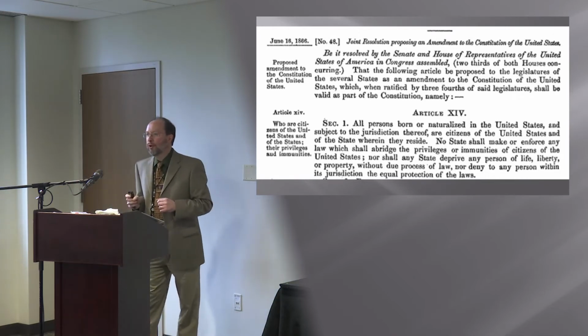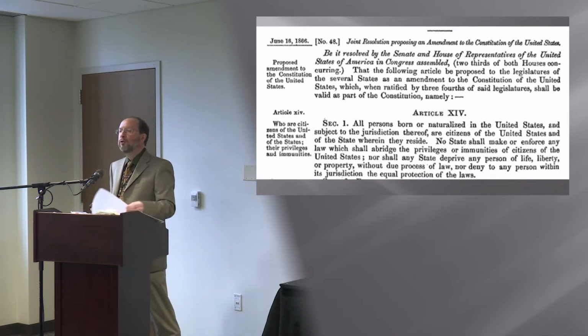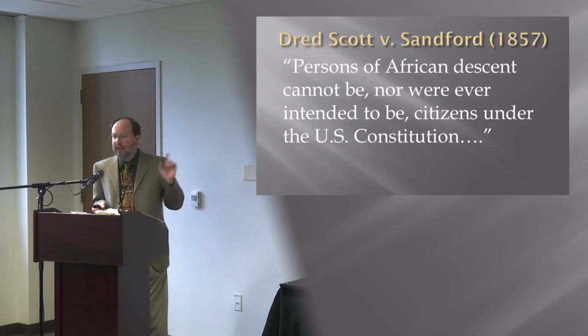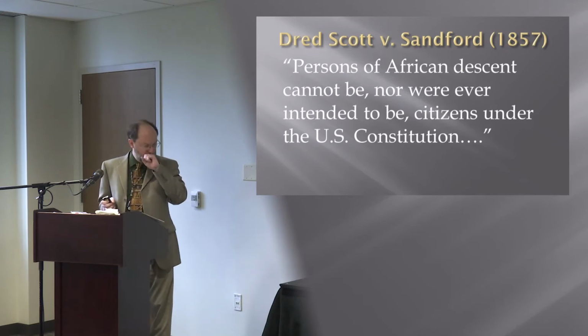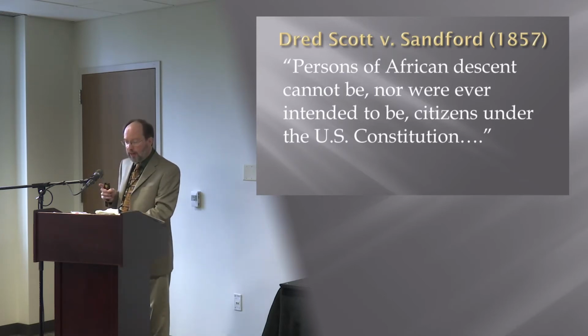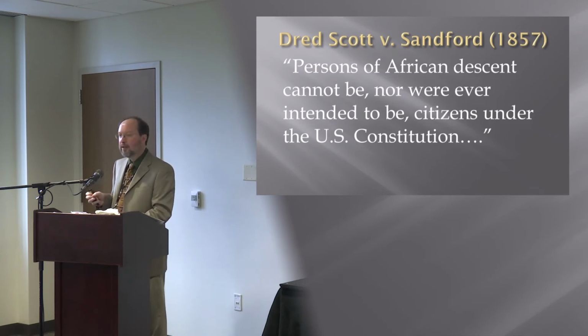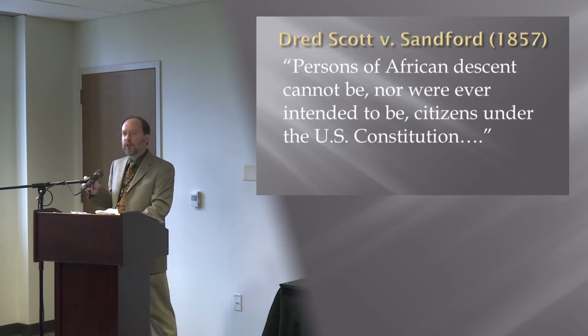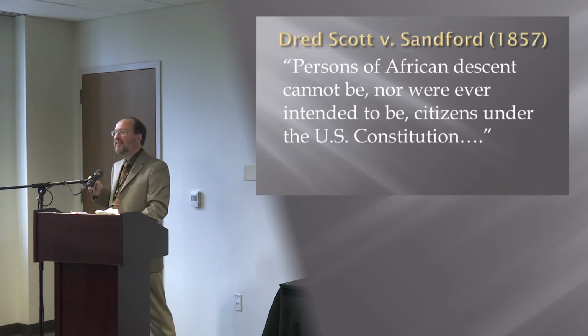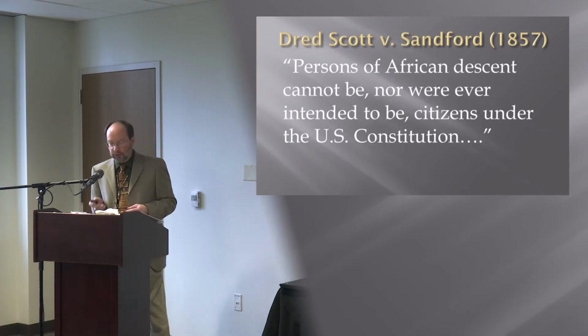Why is this one so important? Remember from the last talk, the Dred Scott decision. In 1857, the United States Supreme Court declared that persons of African descent cannot be, nor were they ever intended to be, citizens. Less than 10 years later, this proposed amendment will overturn that decision, and all former slaves and all persons of African descent will be citizens and guaranteed equal protection under the laws.